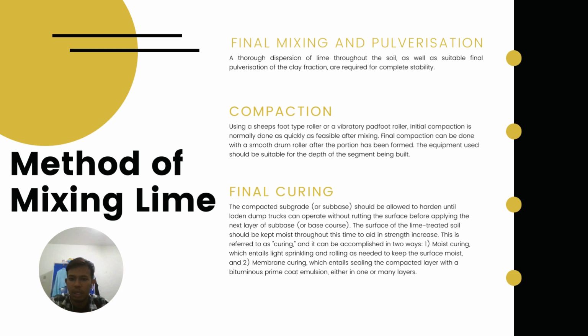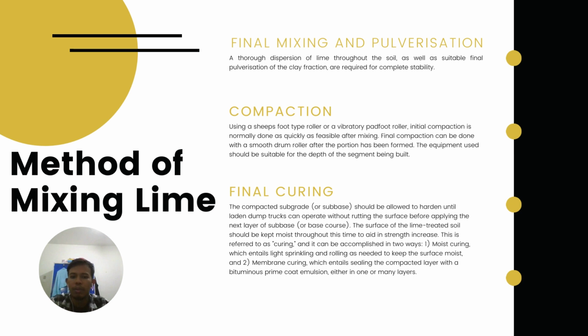for complete stability. And for compaction, using a sheep's foot type roller or a vibratory pad foot roller, initial compaction is normally done as quickly as feasible after mixing. Final compaction can be done with a smooth drum roller after the portion has been formed. The equipment used should be suitable for the depth of the segment being built.